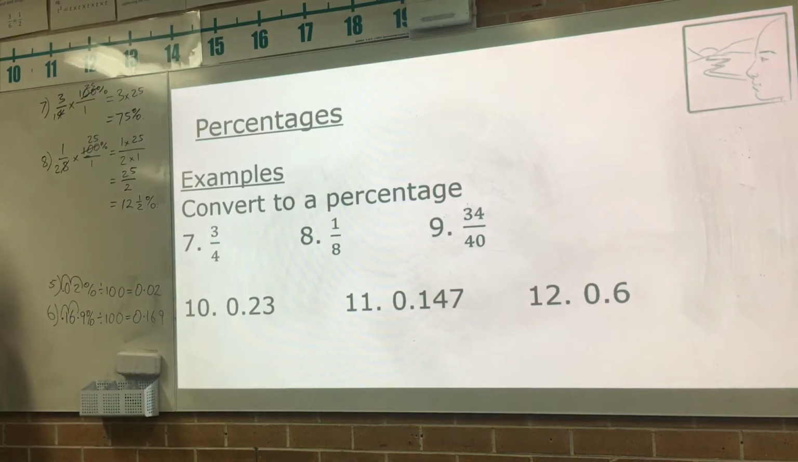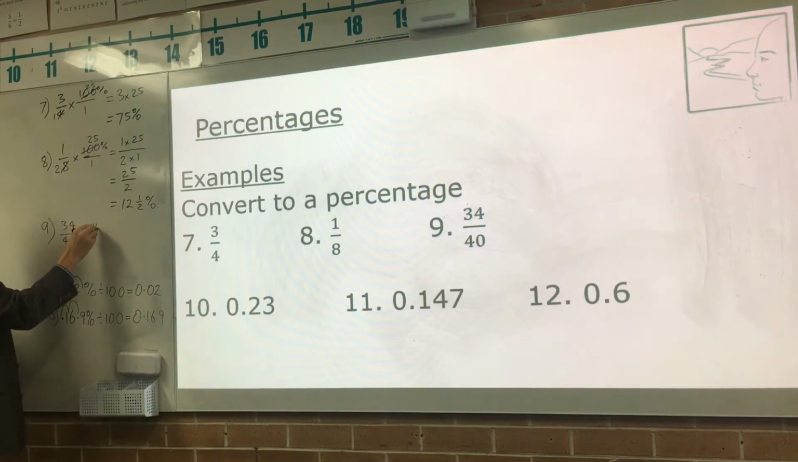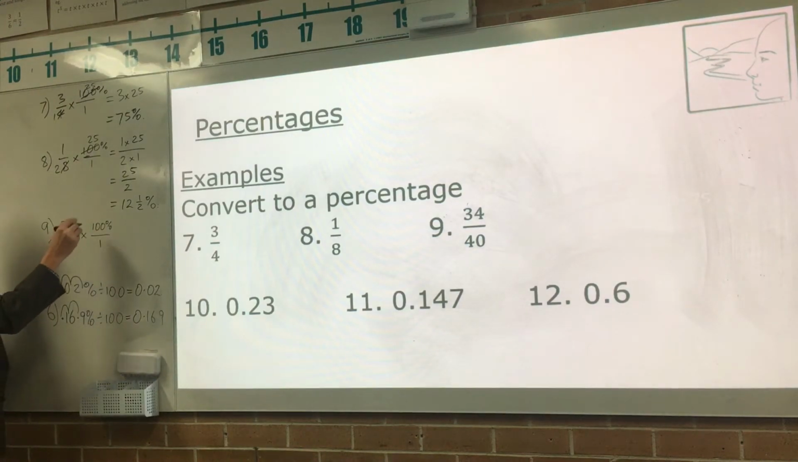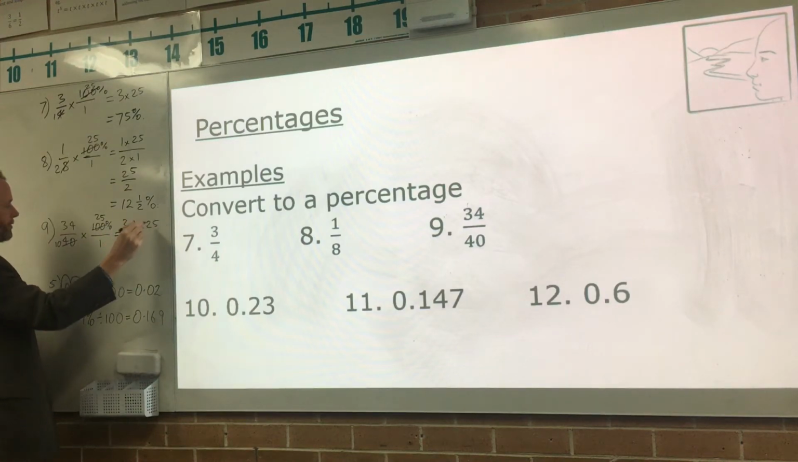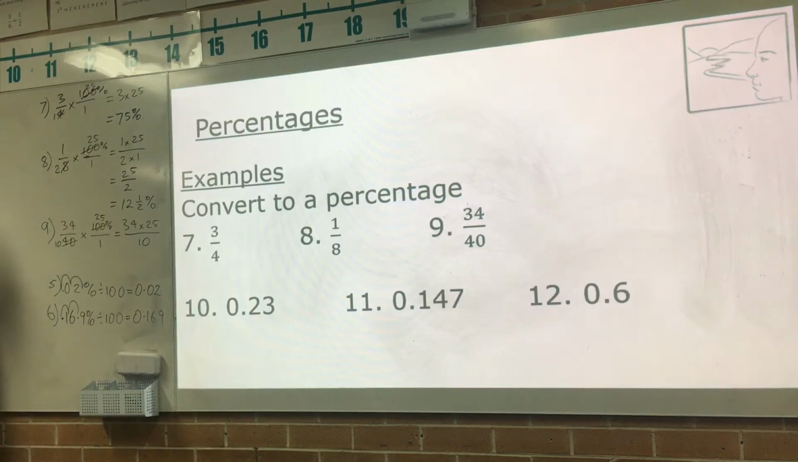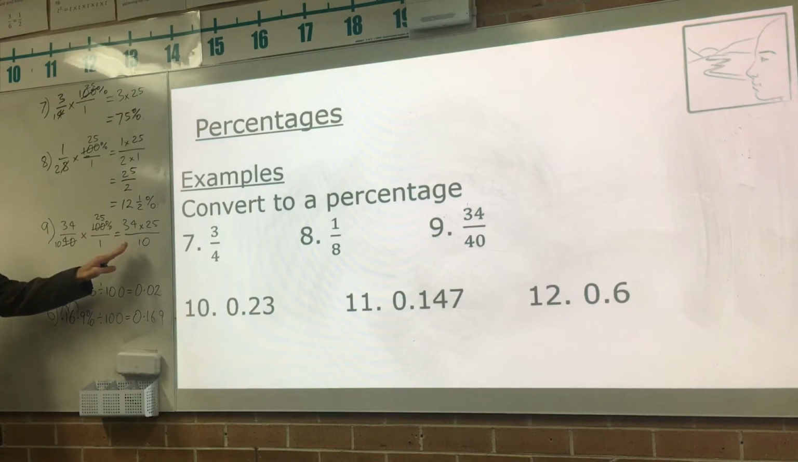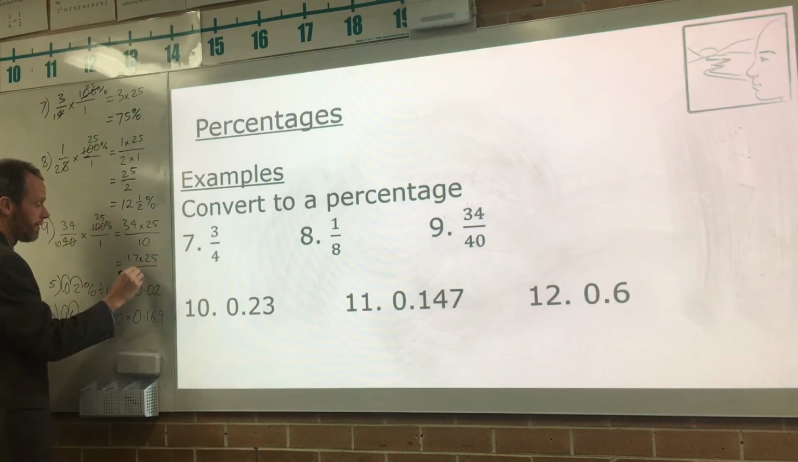Next one. Here we go. Question 9. 34 over 40. Again, multiplied by 100%. Okay? Now, I'm looking and I'm starting to think, how can I simplify? I probably could have simplified the 34 over 40, but let's leave that for now. I know though, 4 goes into 40 10 times and into 100 25 times. So now I've got 34 times 25 over 10. But what I also know, actually I could have done it before, is that 10 and 34 have a common thing because they can both be divided by 2. So I can actually simplify this a bit more. 17 times 25 over 5.